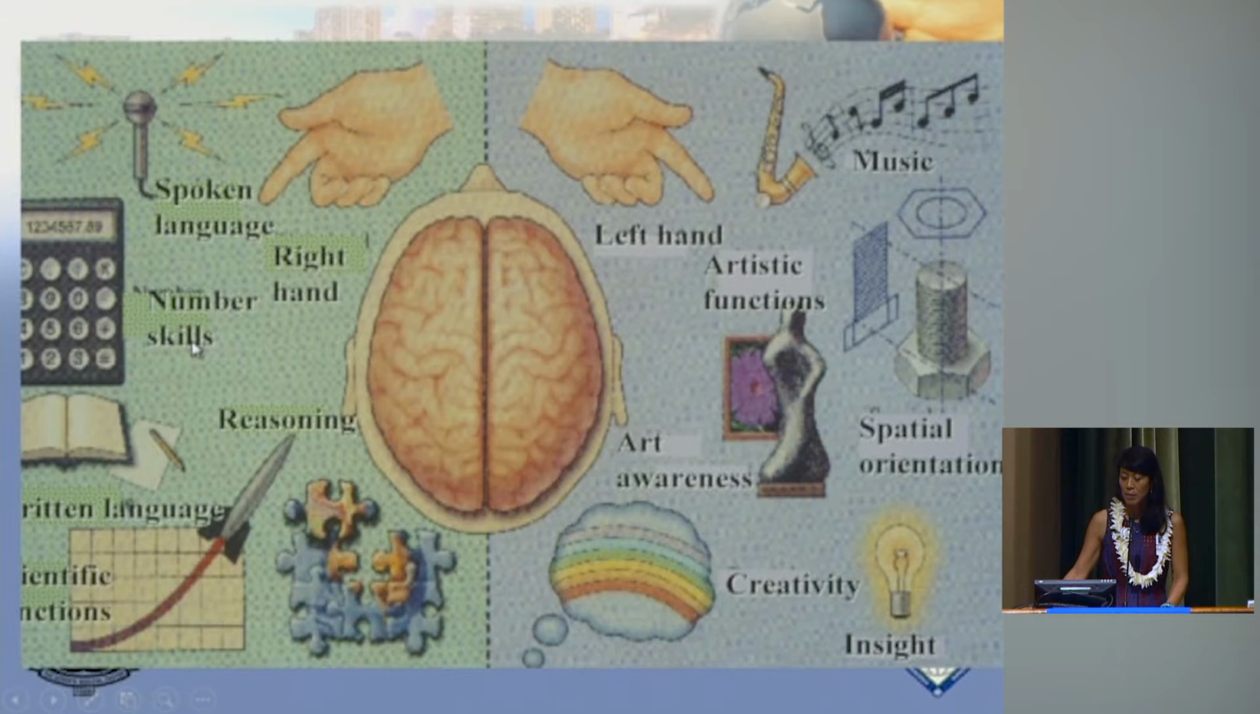So numbers and the ability to do math is going to come from that, as well as your reasoning. So written language, scientific, all comes from that dominant hemisphere. And then we know that that's what's going to be affected if someone has a dominant hemispheric lesion.